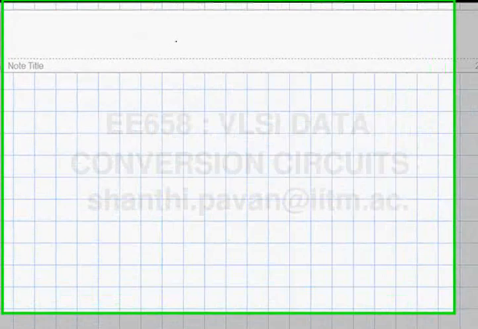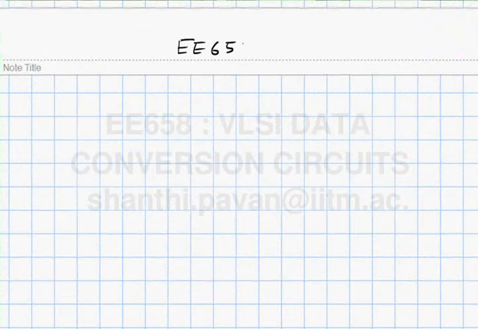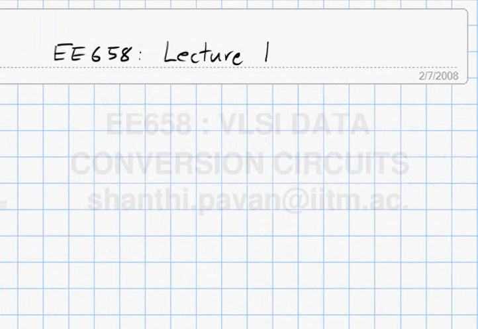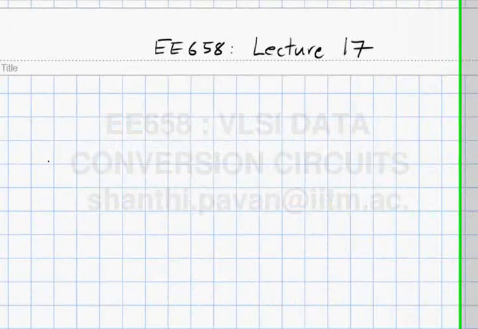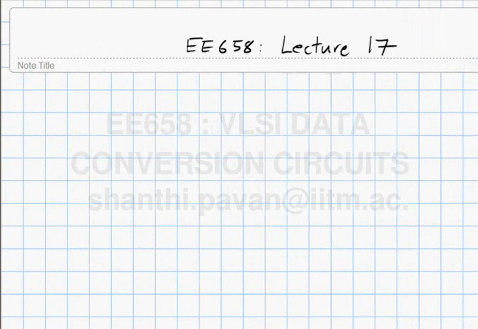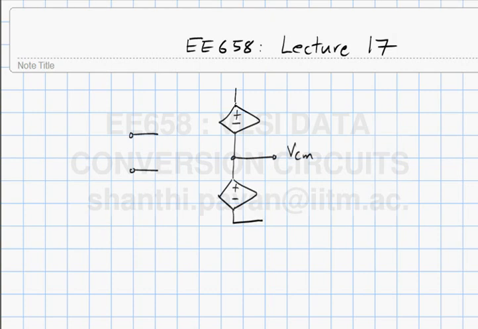So this is E658, lecture 17. In the last class, we basically saw some intuition why this model for a fully differential operational amplifier makes sense. And this is a model that you will all be using.